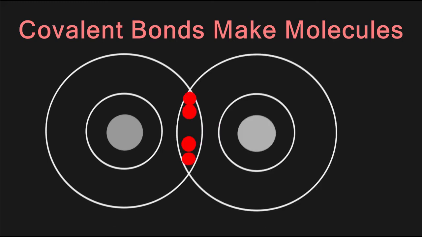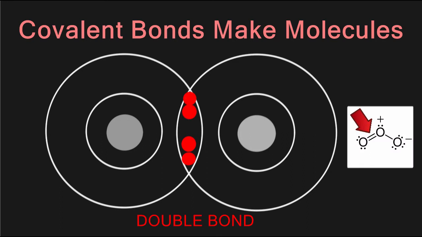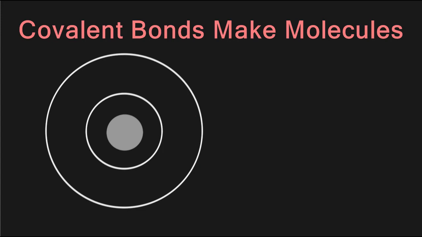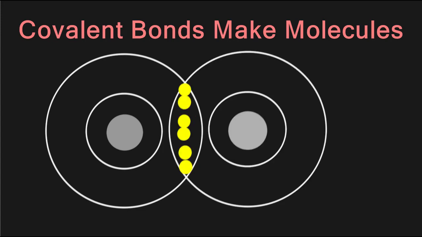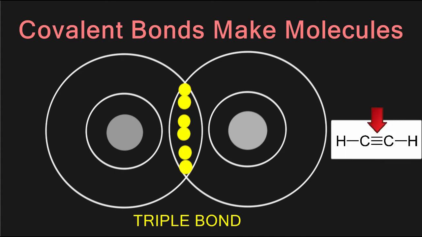When an atom shares 2 pairs of electrons, this is called a double bond. Double bonds are represented by 2 short lines between the atoms in a molecule. Double bonds are stronger than single bonds. Triple bonds form when 2 atoms share 3 pairs of electrons. A triple bond is shown with 3 short lines between the atoms and is the strongest bond of all.